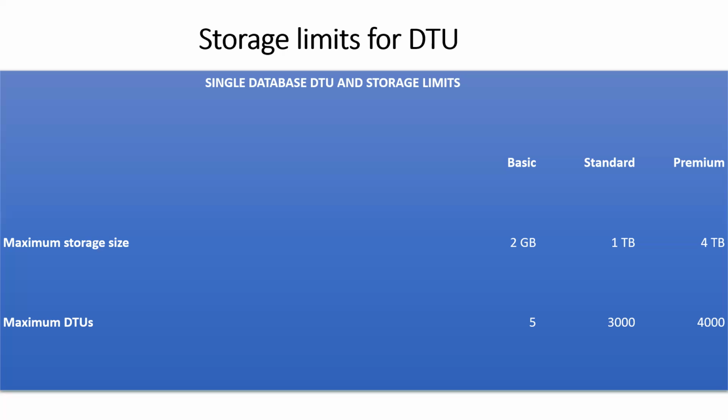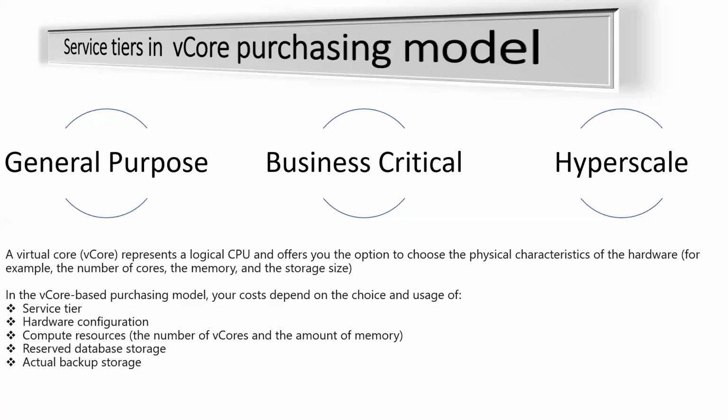So now let's move to the vCore model. We just discussed the DTU model. Now let's move to the vCore model. In the vCore model, we have the service tiers general purpose, business critical, and hyperscale. I told you, right? Hyperscale supports up to 100 terabytes. If you need data storage of more than 4 terabytes, we need to scale up to hyperscale, which is available in the vCore model, not in the DTU model. Remember that.